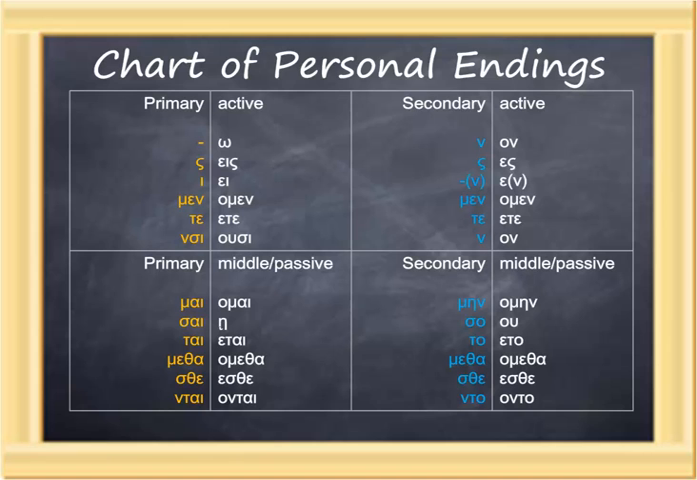Primary actives: nothing, sigma, iota, men, te, nsi. Primary middle passives: mai, sai, tai, metha, sthe, ntai. Secondary actives: nu, sigma, nothing, men, te, nun or san. Secondary middle passives: mhn, so, to, metha, sthe, nto.